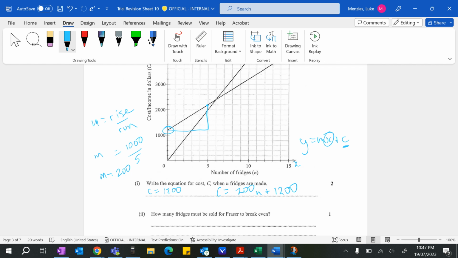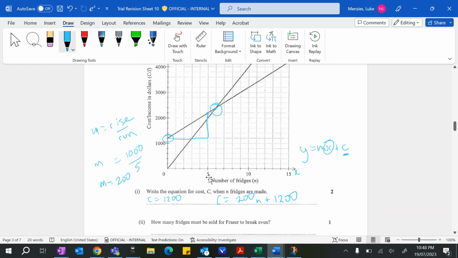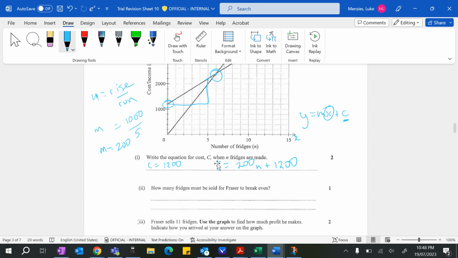And the break-even point is where the cost and the income cross over. Also a fun little fact, if you see solve two simultaneous equations using a graph, it's the point where they cross over. Okay, so in this case, we just want to know the number of fridges, and going across 1, 2, 3, 4, 5. So that is indeed 6 fridges. 6.